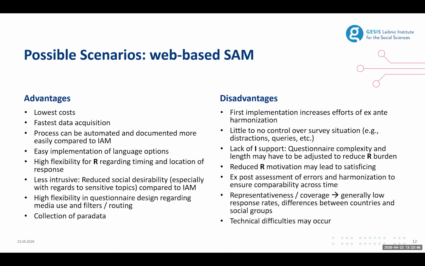If we do switch, one option is a single mode web-based SAM. This is by far the least costly and also the fastest way of data acquisition. Processes can be automated and documented more easily. And also, it is nice that we can implement different language options rather easily. Another advantage for the respondent is that they have a lot of flexibility regarding the timing and location of a response, but this can also be seen as a disadvantage as there's little to no control over the survey situation.